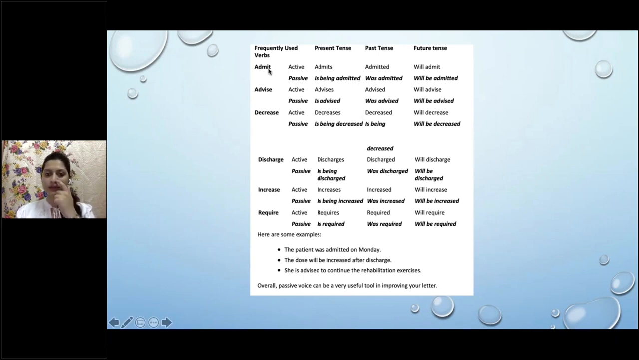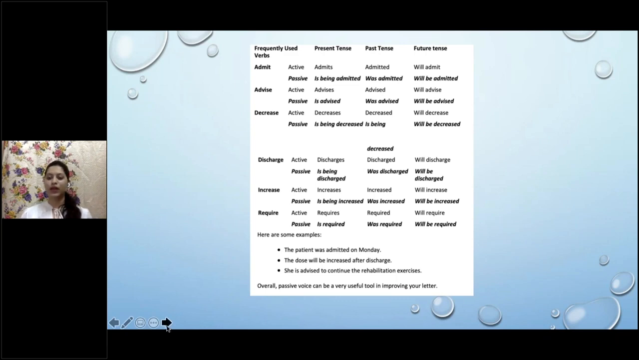I have a little task to explain these forms. You can take a screenshot if you want. Basically, it's like the word admit. In present tense it is admits, and past tense would be admitted. Future tense will be, will admit. So this is what I try to tell you guys. Overall, passive voice can be a very useful tool in improving your letter.